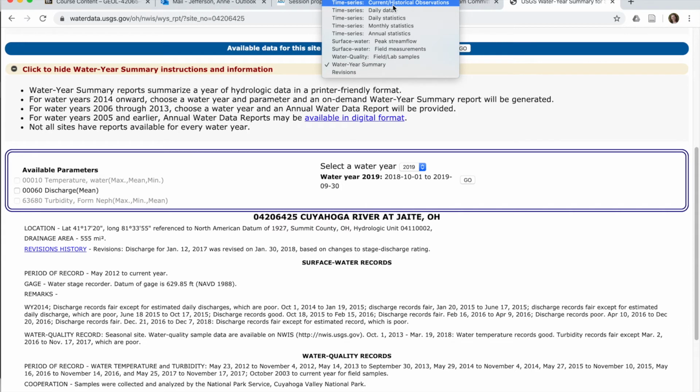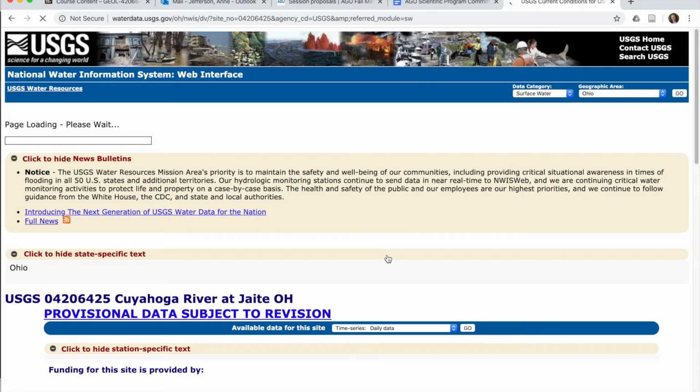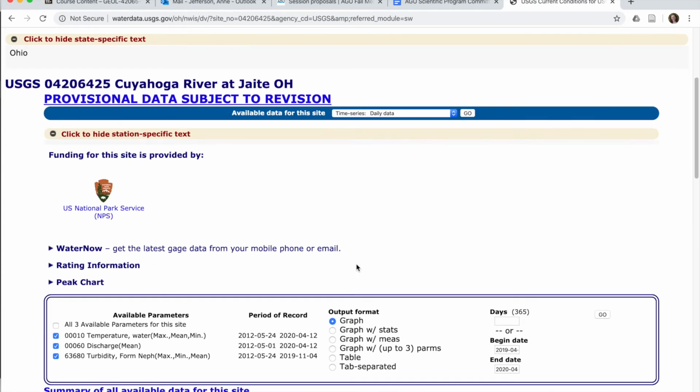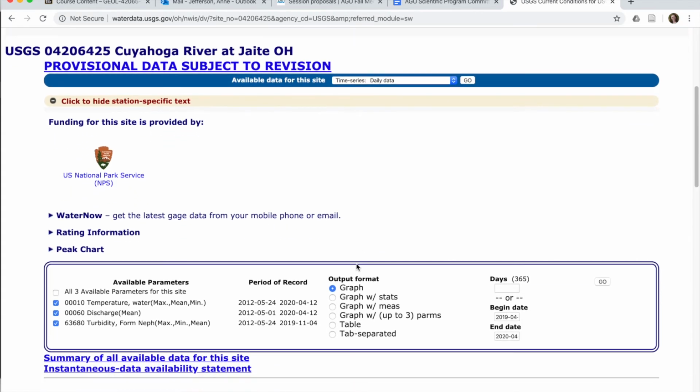So let's go back up to the daily data because this is one of the main things we're going to spend time looking at. Right, it looks very similar to the current and historical data, but now we're only going to get one point for each day. So we can control what variables we're interested in. So we just really want discharge here.